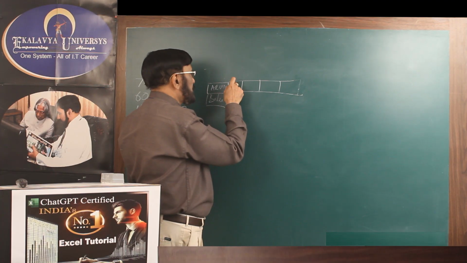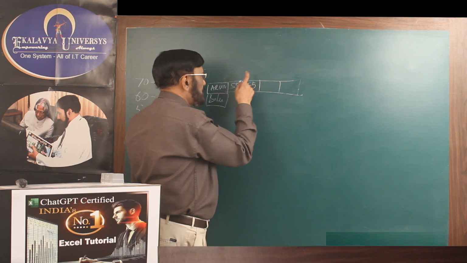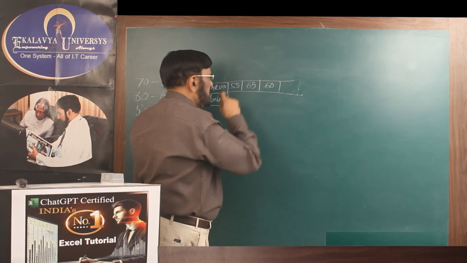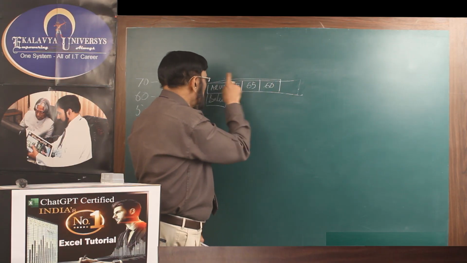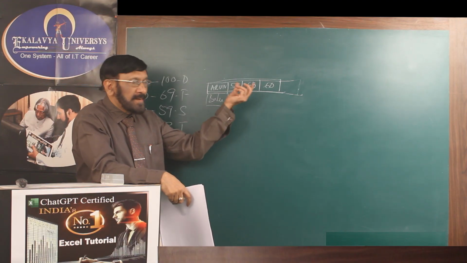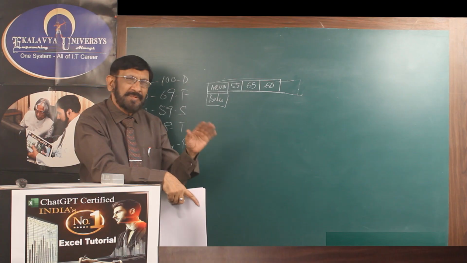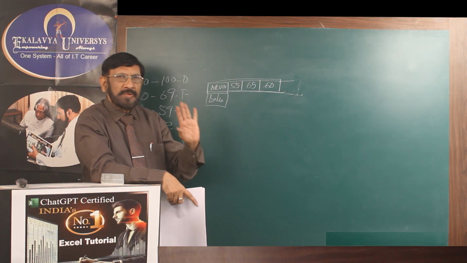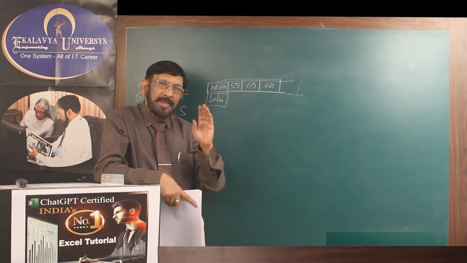So in subject 1, 55, subject 2, 65, subject 3, 60. Like that you enter. This is relating to one student, and technically it is called a record. Enter record wise. Don't enter the data however you like. All 20 items you enter, but there is a procedure. For everything there is a procedure.